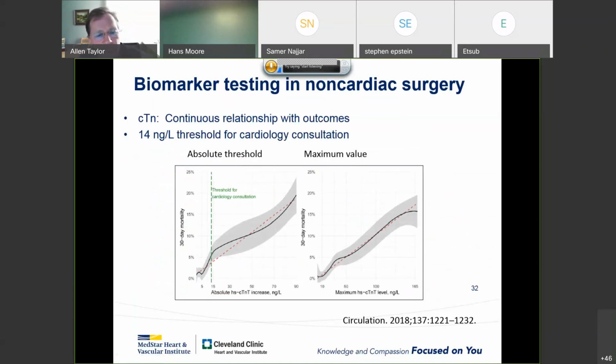They then showed that there's actually a continuous relationship. Rather than thinking about a threshold, you see here for the absolute values on the left for 30-day mortality and the maximum troponin observed, that the higher the maximum troponin, the worse the outcomes. And there's a threshold which they set at 15 nanograms per liter, above which there was a high enough risk for adverse cardiac outcomes and 30-day mortality to trigger cardiac consultation, providing some guidance on what we should be telling our consulting physicians in terms of when they should call us or when we should be called back.